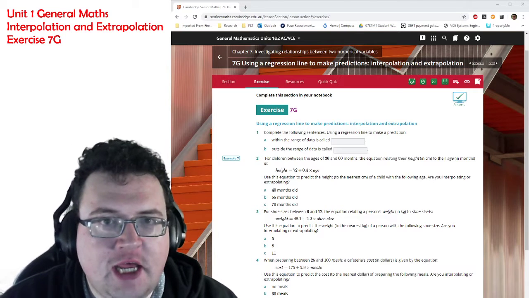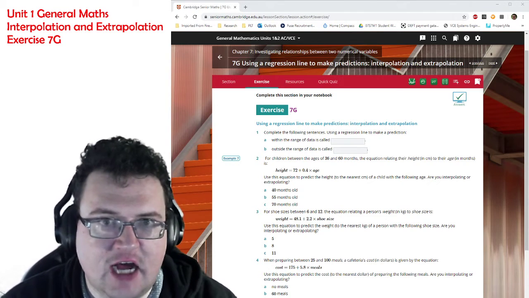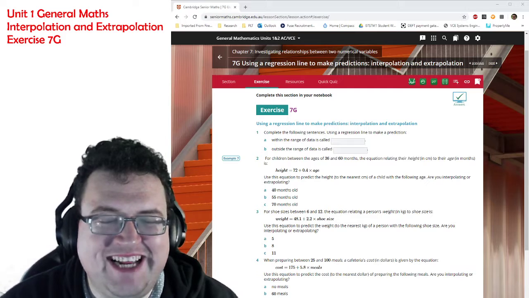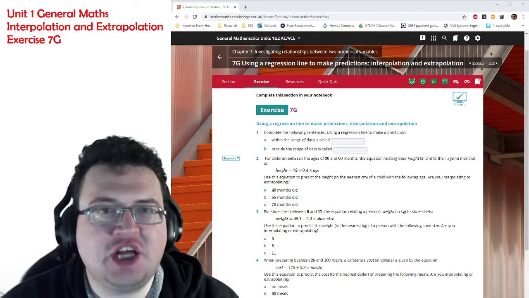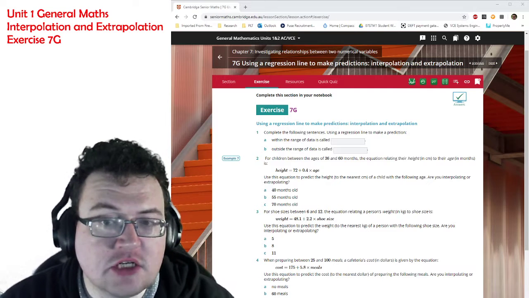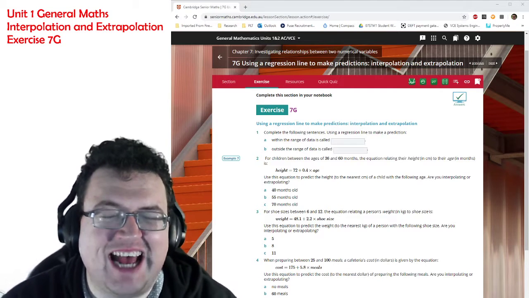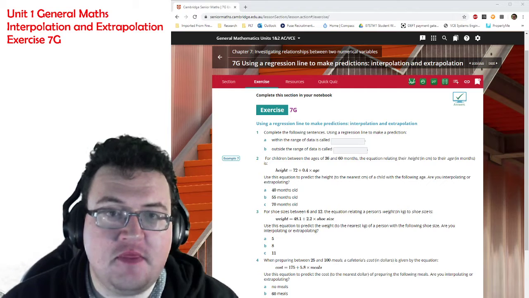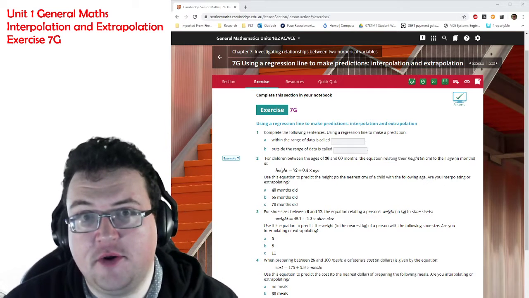When we are working inside our set of data, that is called an interpolation. They can generally be trusted. What happens though is when you go outside your range of data, that becomes an extrapolation. That is where things can get inaccurate.